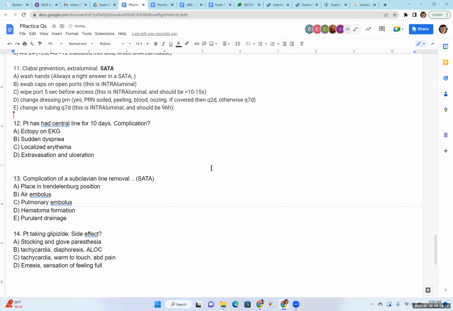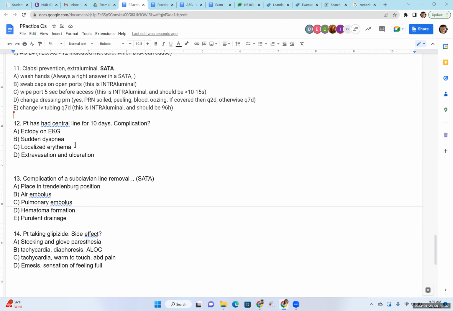So you can see how this could be a different question. It could say intraluminal, and then which one would be right if it said intraluminal? B only, right? But if we change this to 15 seconds, then it'd be B and C. If we change this to every 72 hours, that would be B, C, E, right? So doing the rationales will help you identify the other potential questions out there, because they can only ask so many questions.